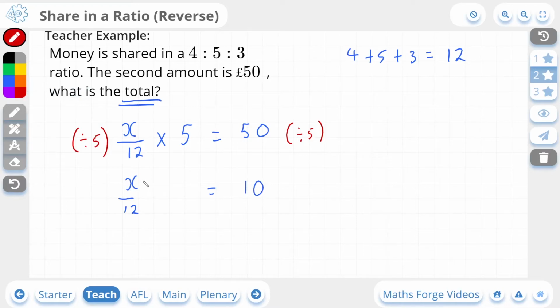Now to find the total amount x, there's a divided by 12 attached to it. So I'm going to detach it by multiplying by 12 on both sides of this equation. This now leaves us with x, which is equal to 120. So our total amount is £120. And if we check our answer, there it is.